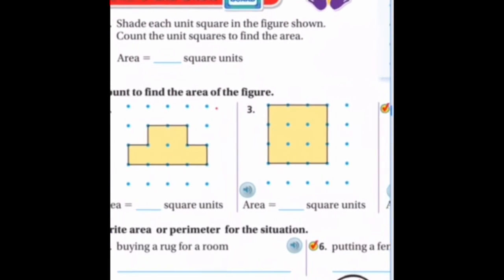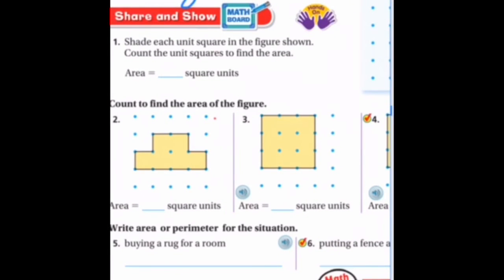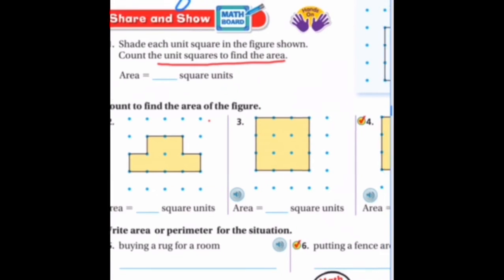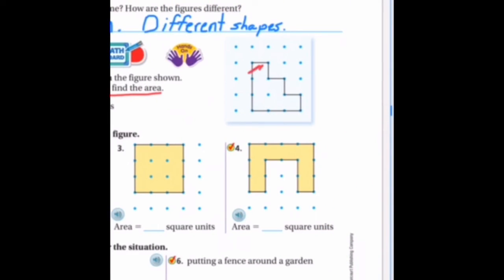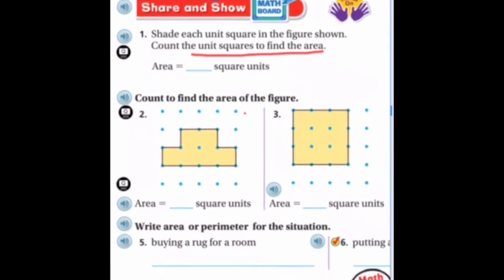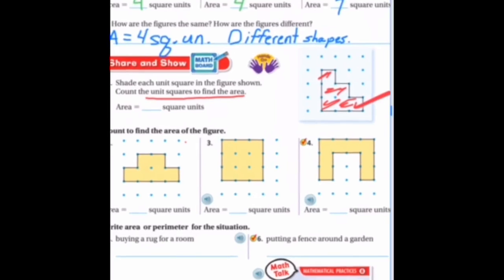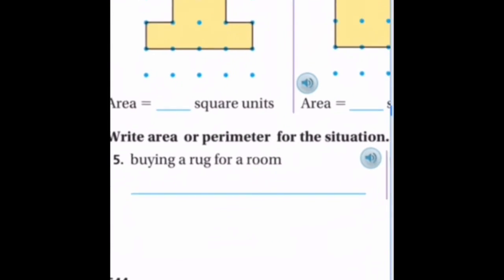All right, let's look at share and show. Shade each unit for number 1, and then count the unit squares to find the area. So you're going to come over here, shade these in. Okay, nice and neat, much better than I just did. And then you can count the area. And then 2, 3, and 4, you're also counting the area.